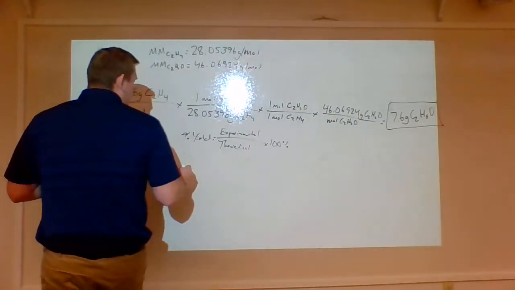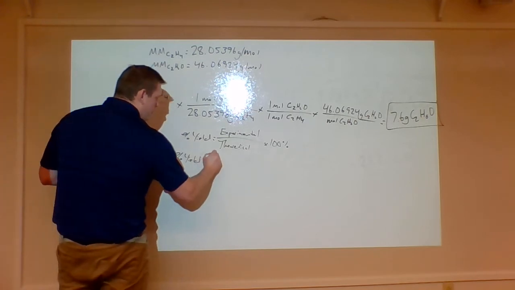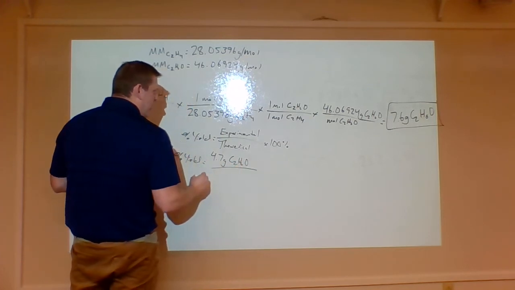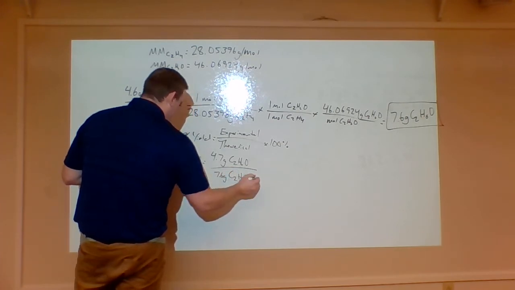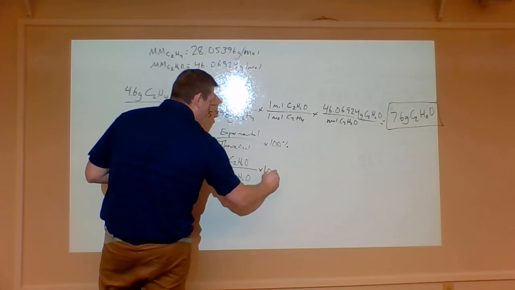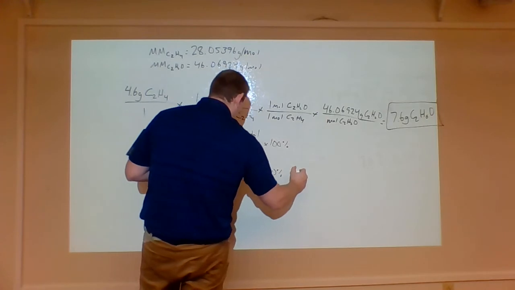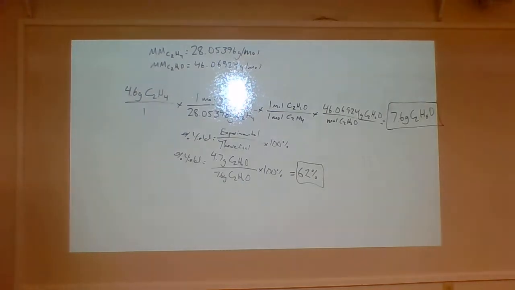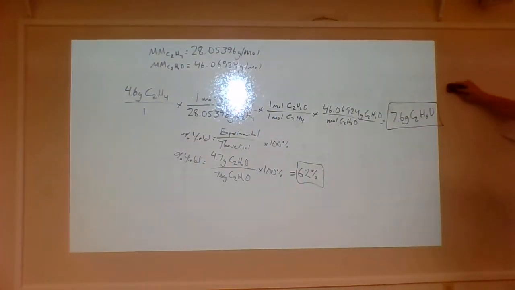So in this case, we have our percent yield is equal to 4.7 grams of C2H6O, which was given to us in the problem, over 7.6 grams of C2H6O, which we would just determine, times 100%. And so our final answer here with 2 sig figs would be 62% is our percent yield for this reaction. Okay, so that is a percent yield problem.